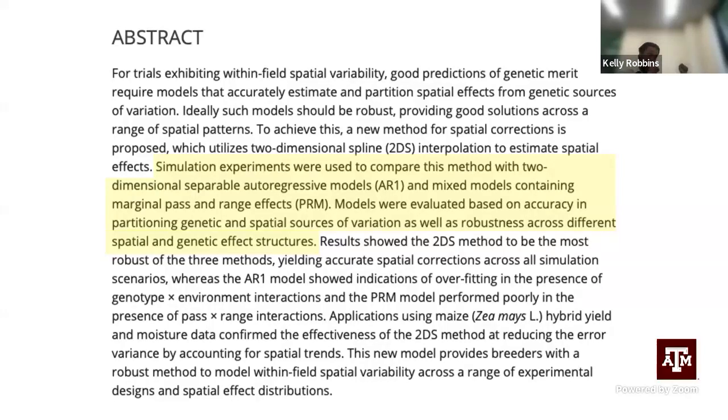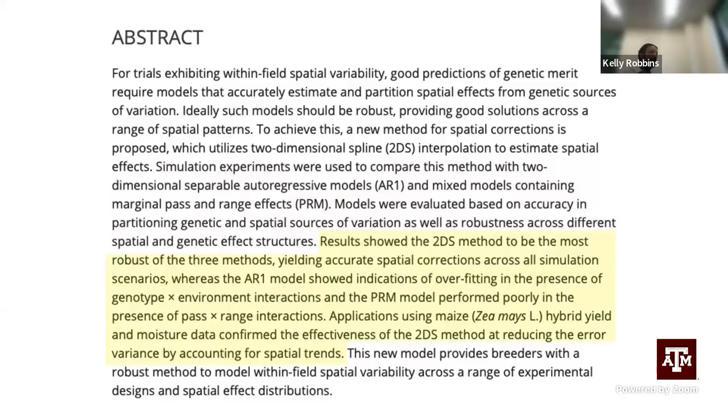And so I don't go into detail on what scenarios we simulated. I don't think that's necessary in an abstract. I don't think you could really even do that in an abstract. But I am pretty clear that we looked across a range of scenarios for spatial and genetic structures.